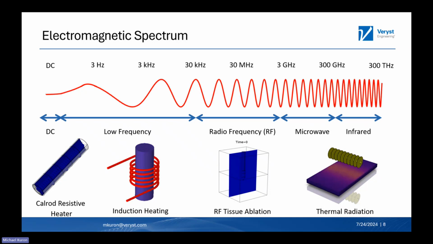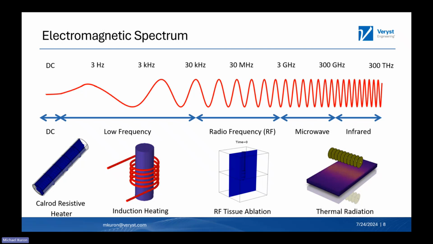As we move from the left hand side of direct current into alternating current, we move into the low frequency portion of the spectrum. And I'll caution that there's no hard and fast rules to where one part of the spectrum begins and another ends, with the exception of direct current, of course. There is often overlap between, for instance, RF and microwave portions of the spectrum.